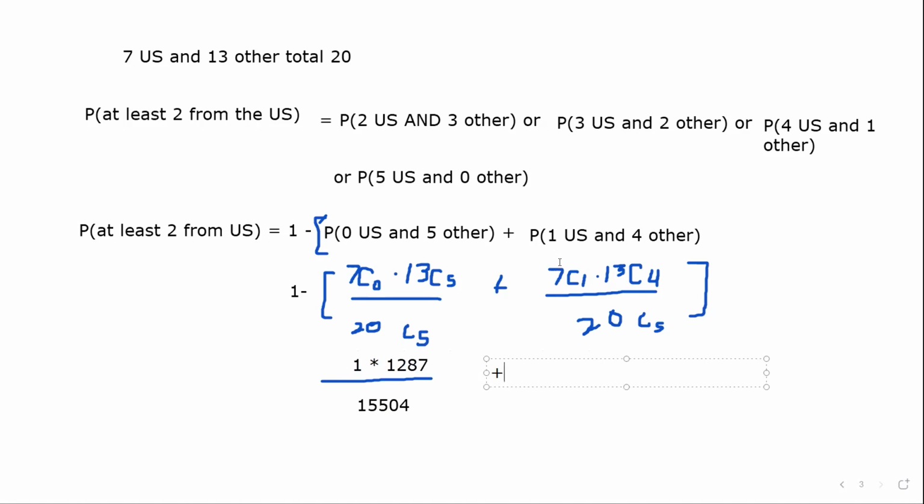7 choose 1. There should be 7 ways. Yeah, 1 for 7 choose 0. All right. So 7 choose 1 times 13 choose 4.